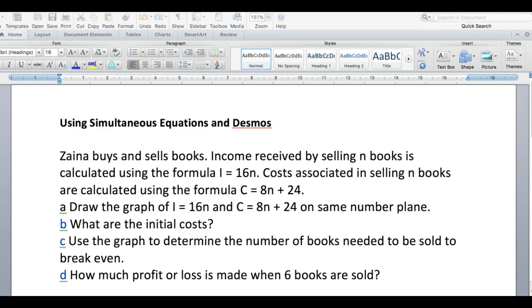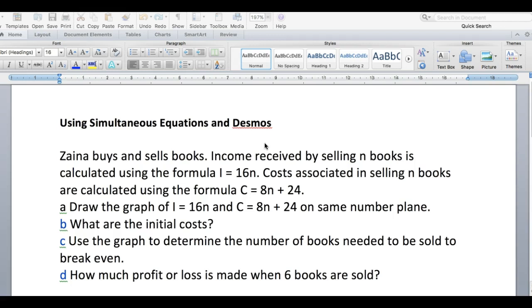Hi Year 11. We're just going to go over using simultaneous equations to solve problems, and because you should all know how to draw a straight line graph by now, I'm going to be using a program called DESMOS, which is going to help us draw our graphs. Now, we've got a problem.